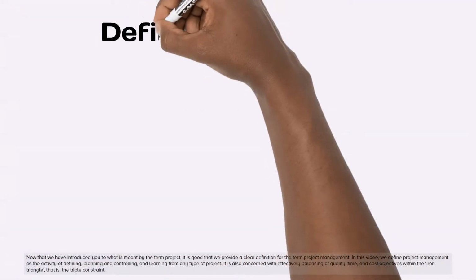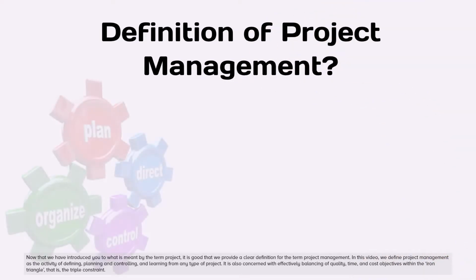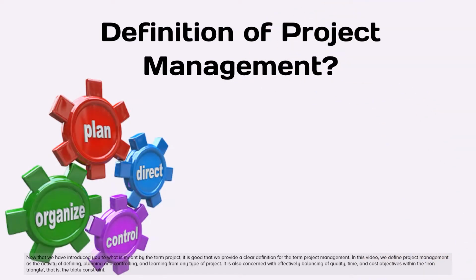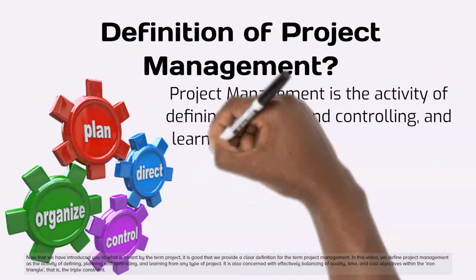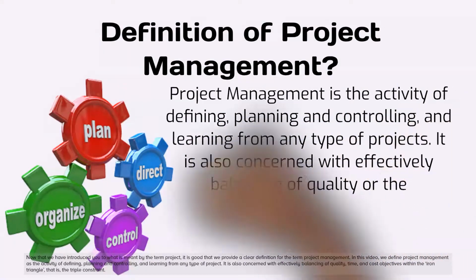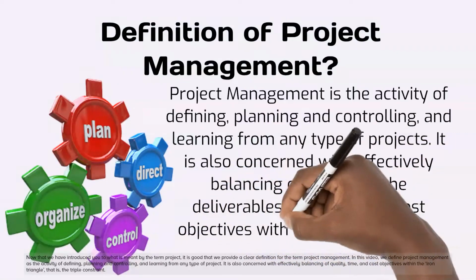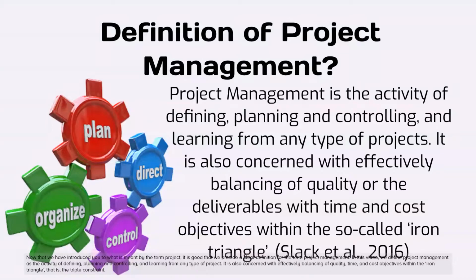Now that we have introduced you to what is meant by the term project, it is good that we provide a clear definition for the term project management. In this video, we define project management as the activity of defining, planning and controlling, and learning from any type of project. It is also concerned with effectively balancing quality, time, and cost objectives within the iron triangle, that is, the triple constraint.